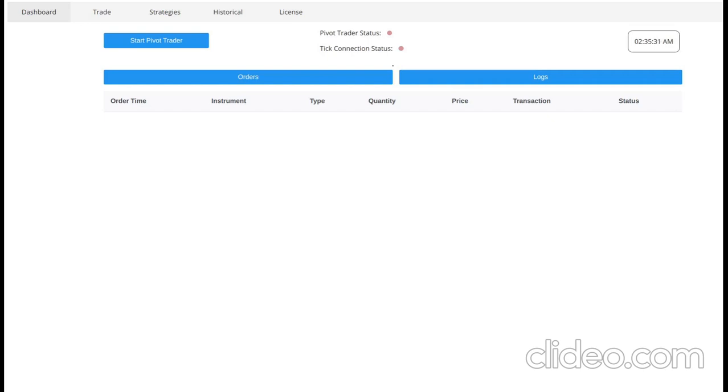In this session, we will talk about the conditional orders or the regular orders features, which is one of the fundamental features of our software.